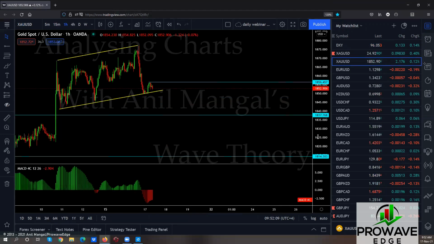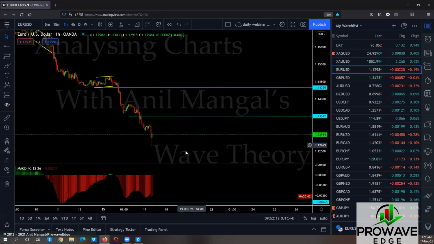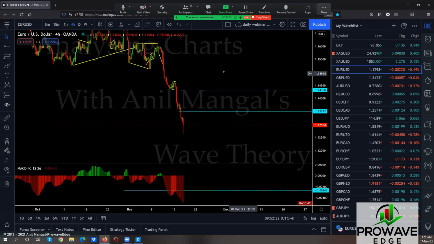Silver, gold, pretty much the same thing. Euro could make a deeper correction, and I think we're anticipating a deeper correction now because we do have some divergence, and they've moved quite a lot already. This needs a correction. This whole thing here needs a correction.